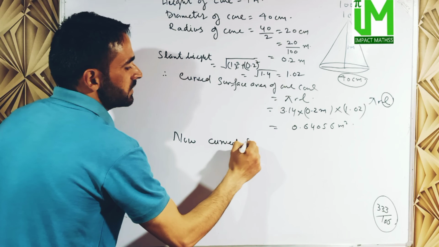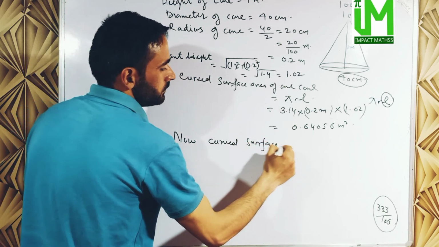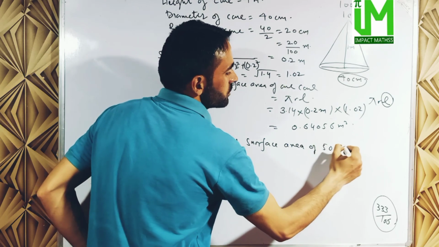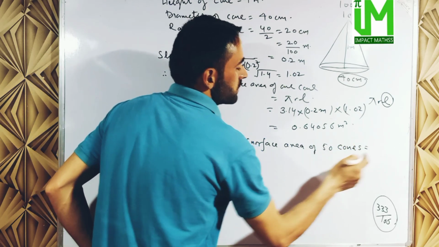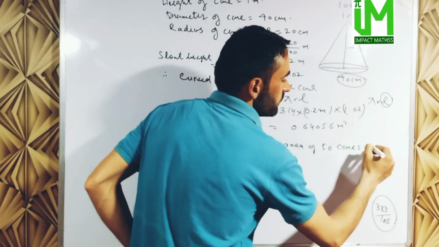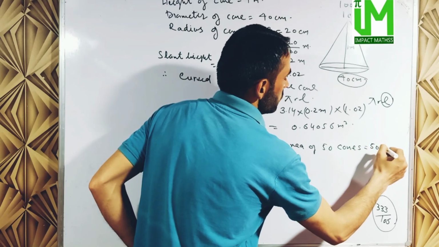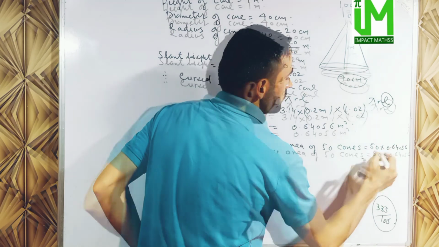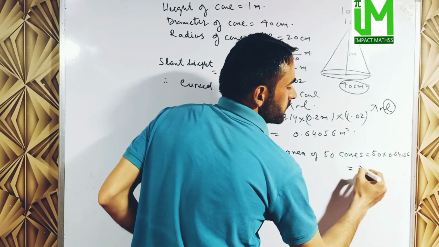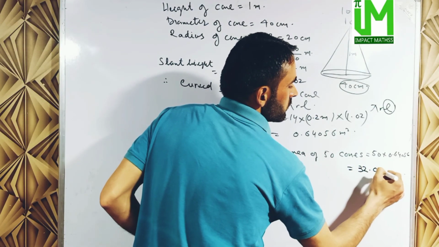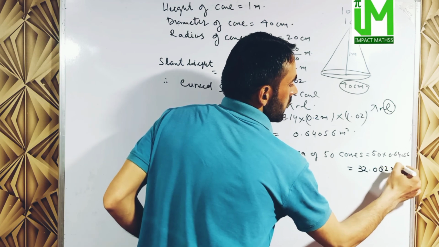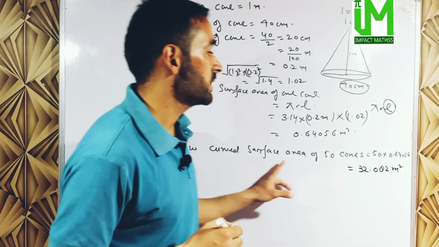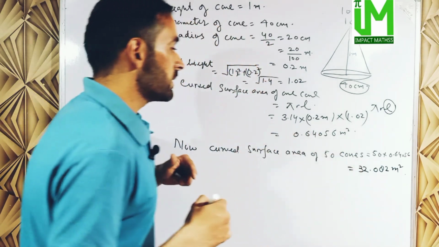Now the curved surface area of 50 cones will be 50 multiplied by 0.64056 meter square. Calculating, it will be 32.082 meter square. So this is the curved surface area of 50 cones.